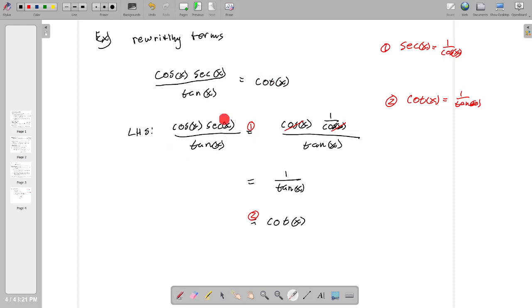So now we've shown that this is equal to cotangent. Granted, it's equal to this expression, and this expression is equal to this expression, and this expression is equal to this expression. So it's actually connected to cotangent of x through a couple of links in a chain, but it doesn't mean that it's not equal. It actually means that it is equal. So cosine times secant divided by tangent is equal to cotangent.